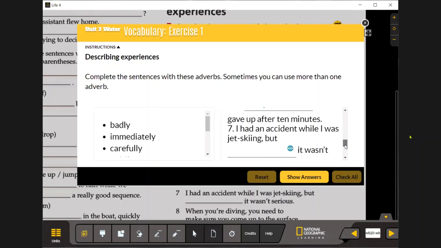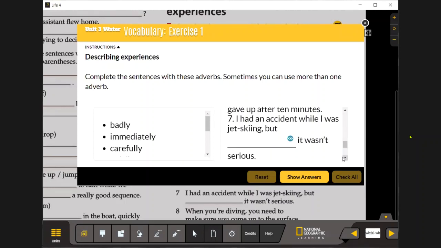Seven. No, sí, también, esa es única. Ajá. Yes, dear. Fortunately. Okay, but read the complete sentence. I had an accident while I was jet skiing, but fortunately it wasn't serious. Okay, so it says jet skiing, right? Can you see here the connector while, and then the past continuous? I was jet skiing, okay? But fortunately, it wasn't so serious, right?